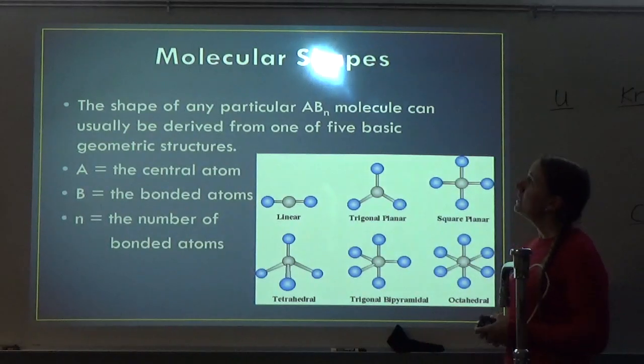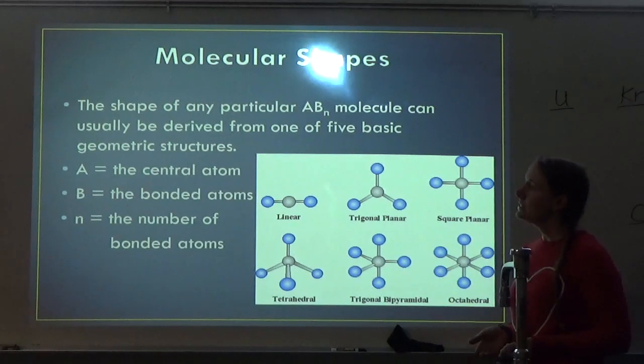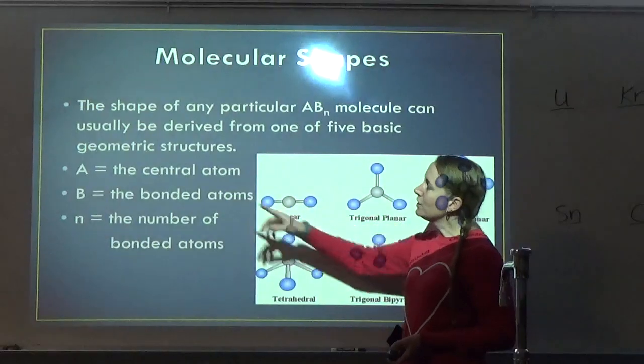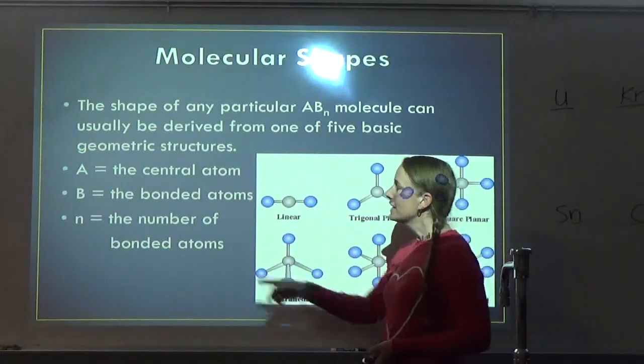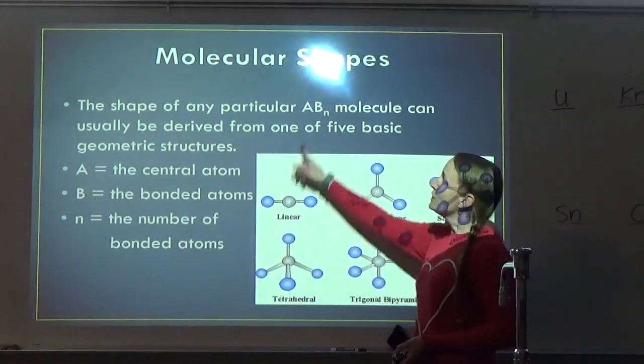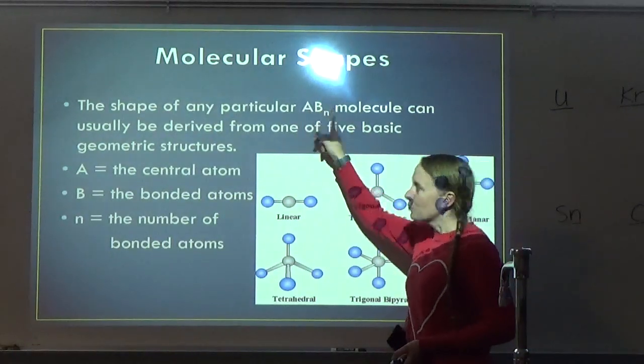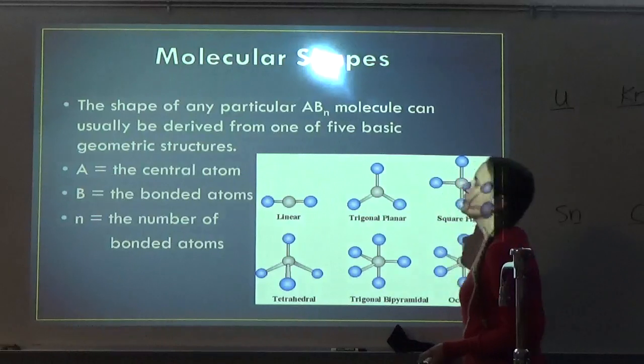The shape of any particular AB sub n molecule can usually be derived from one of the 5 basic geometric shapes. A is just your central atom, B are any of the bonded atoms, and n is the number of bonded atoms. So this could be like CH4 or NH3. That's all this is saying.